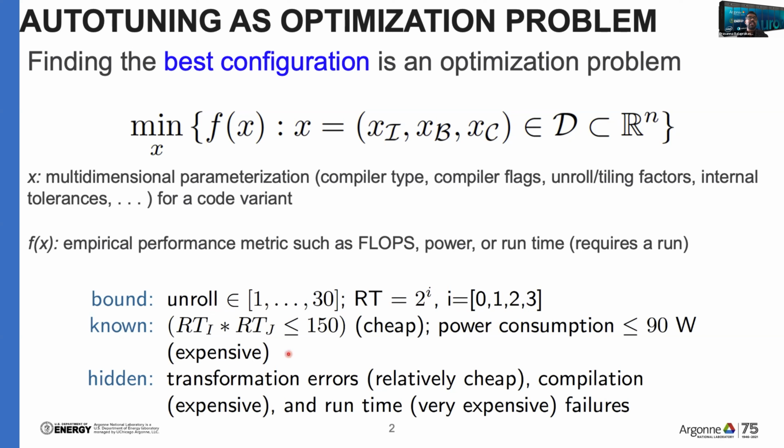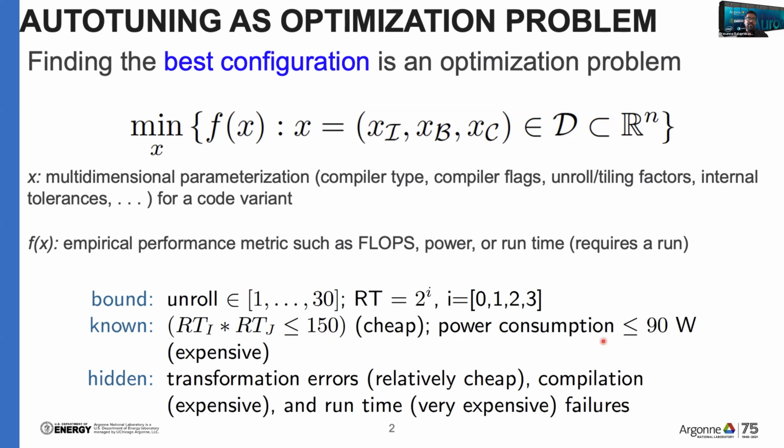There are also algebraic constraints on the parameters. For example, we can express that register tiling i and j should be less than 150. We can express that algebraically, and we can also evaluate the constraint violation in a very cheap way. In other words, we don't need to run a particular code to know whether we are violating this constraint.